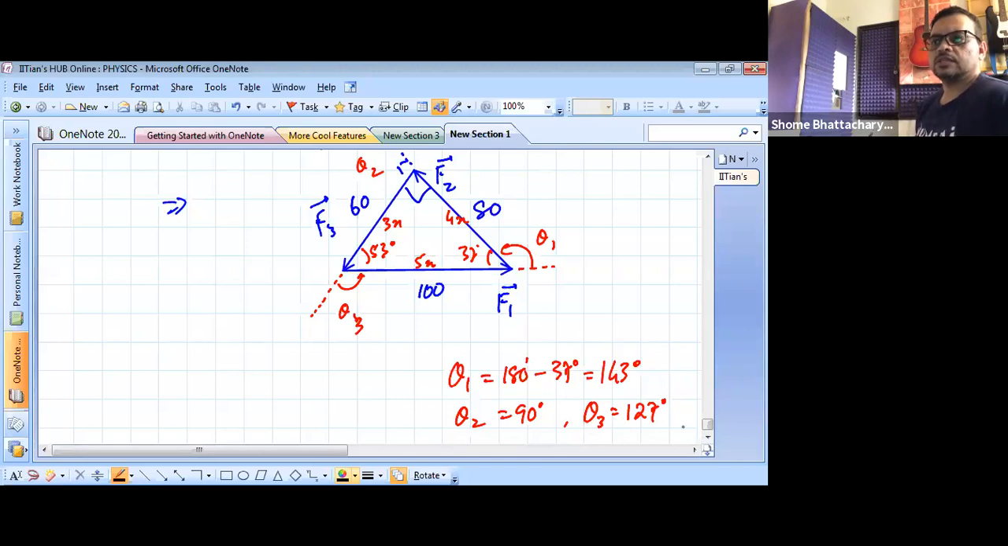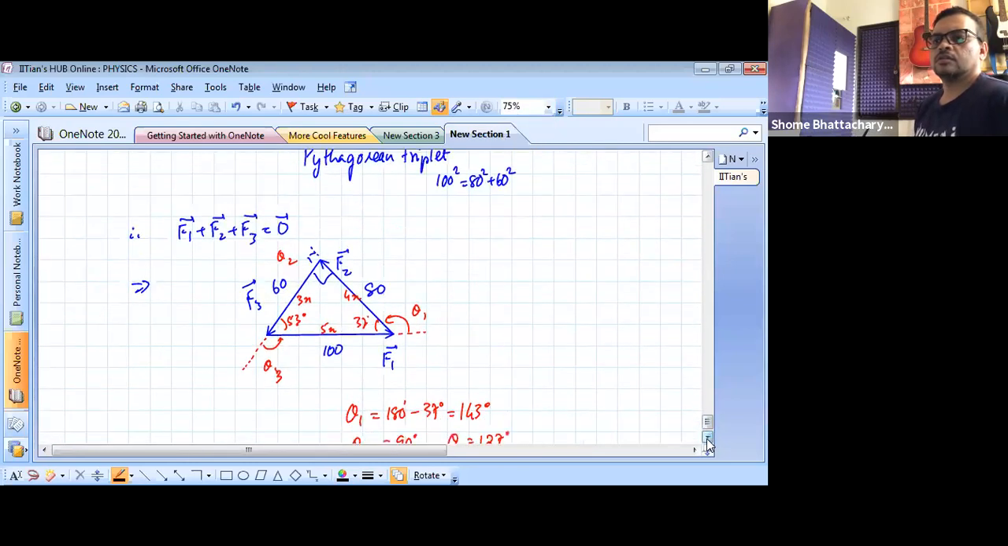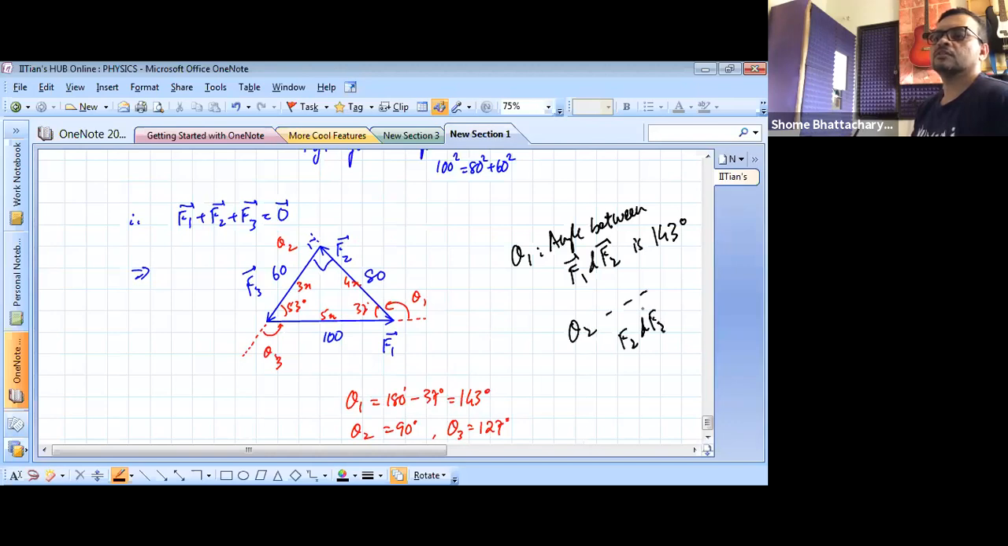Okay, so this is another way we can do the question. So you can see that theta 1, the angle between F1 and F2 in my diagram, is 143 degrees. Similarly, theta 2, the angle between F2 and F3, is 90 degrees. And theta 3, the angle between F1 and F3, is 127 degrees.